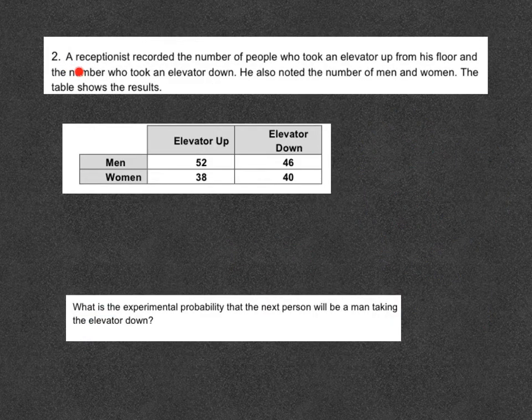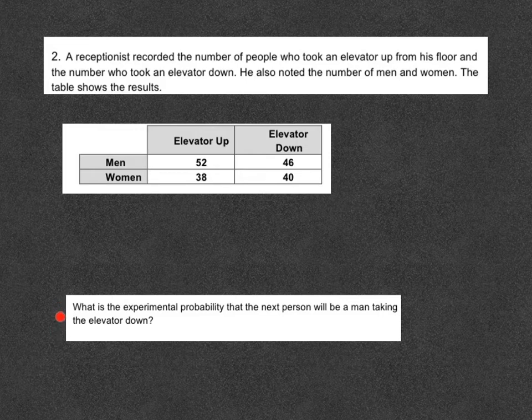The second example says a receptionist recorded the number of people who took an elevator up from his floor and the number who took an elevator down. He also recorded the number of men and women. The table shows the results. So the first column again says elevator up. How many men took the elevator up? How many women took the elevator up? The second column has elevator down. How many men took the elevator down? How many women took the elevator down?